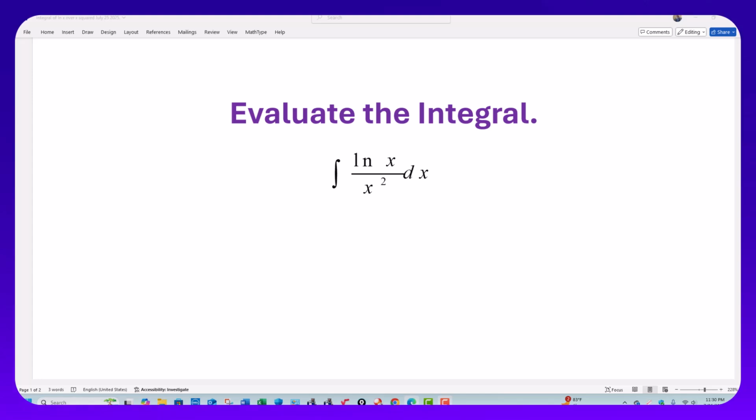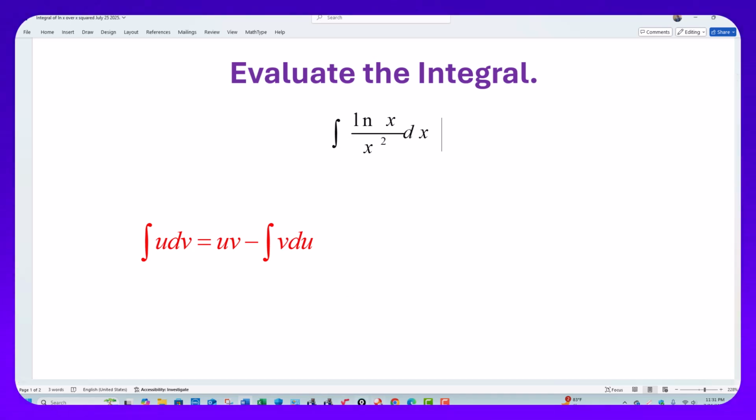In this video, we're going to evaluate the integral of ln of x over x squared. I'm going to work it out using integration by parts, and then I'm going to set it up as a u-substitution for you. You can do it that way. You'll still have to use integration by parts, so it'll be a little bit longer, but I'm just going to give you the setup for that one.